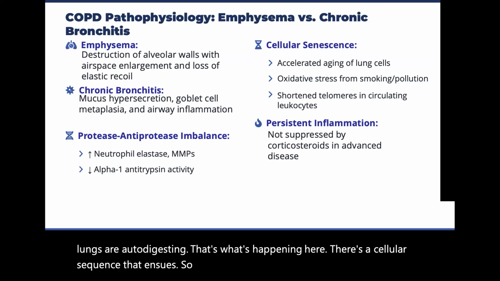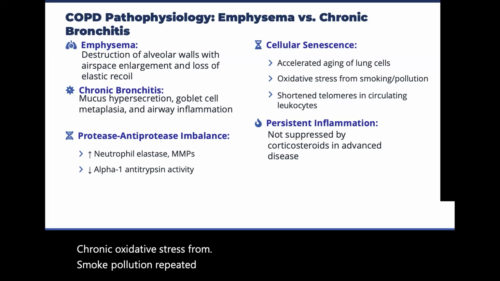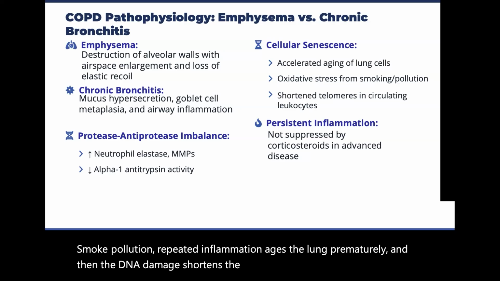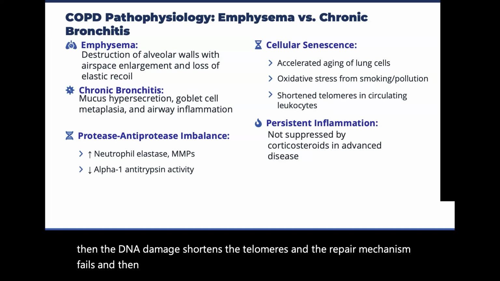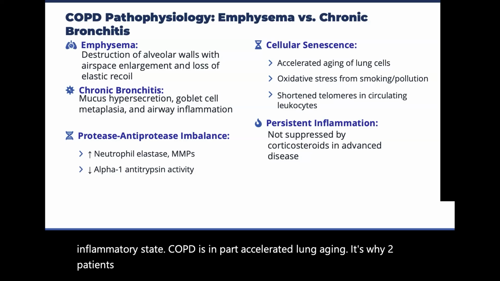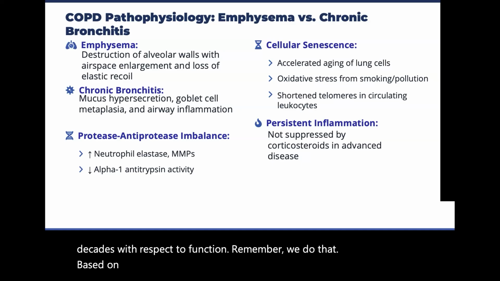So cellular senescence is the silent accomplice here. Chronic oxidative stress from smoke, pollution, and repeated inflammation ages the lung prematurely. Then the DNA damage shortens the telomeres and the repair mechanism fails. And then the macrophages become dysfunctional, lingering in this pro-inflammatory state. COPD is in part accelerated lung aging. It's why two patients of the same chronological age can have lungs that differ by decades with respect to function. Remember, we do that test based on predicted values. Well, if they're well below their predicted value, this could explain why.